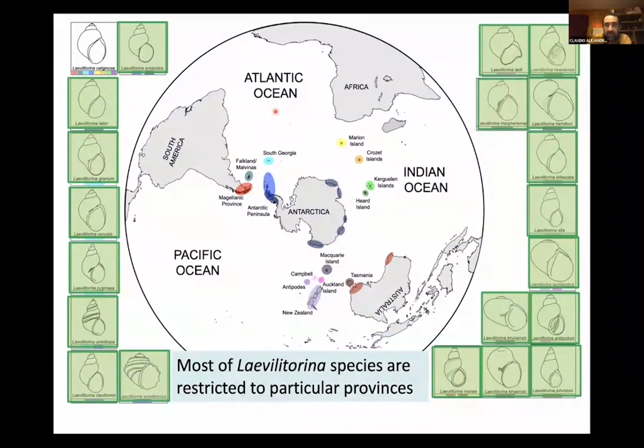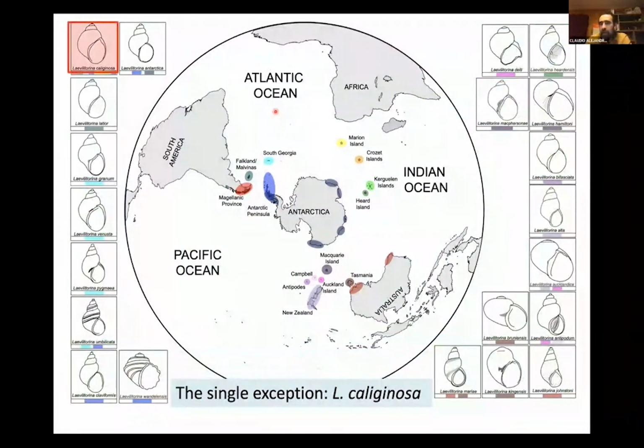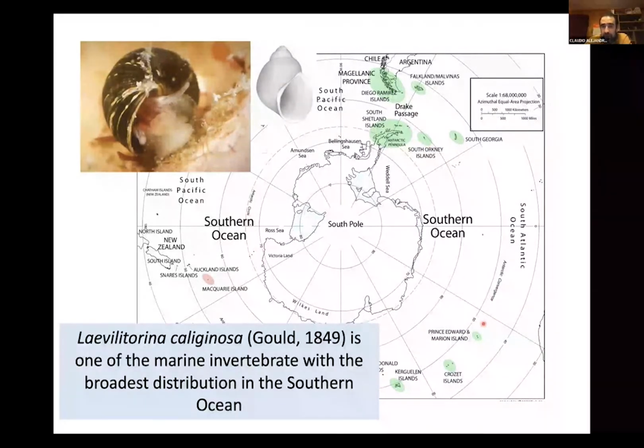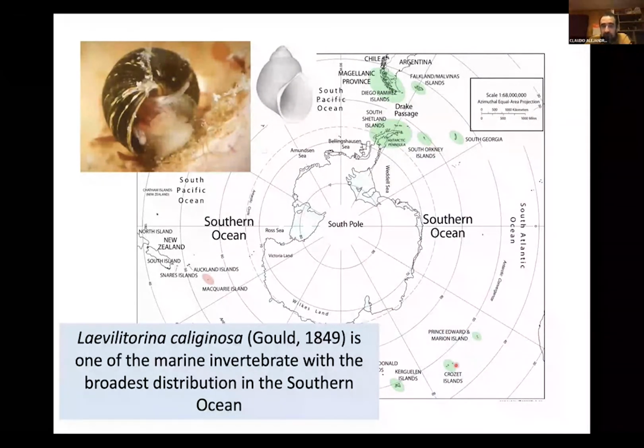with the only exception, Laevilitorina caliginosa. This species is one of the marine invertebrates with the broadest distribution in the Southern Ocean. Laevilitorina caliginosa includes populations in southern South America, the Falkland Malvinas Islands, the Antarctic Peninsula, South Georgia, Prince Edward and Marion Island, Crozet, Kerguelen, and also Macquarie Island.